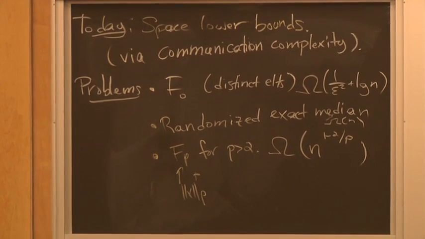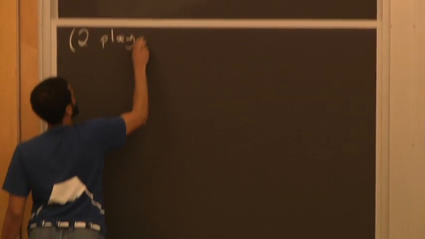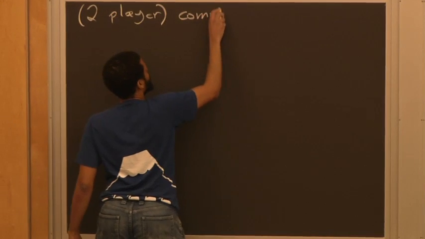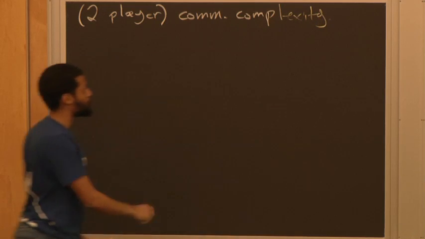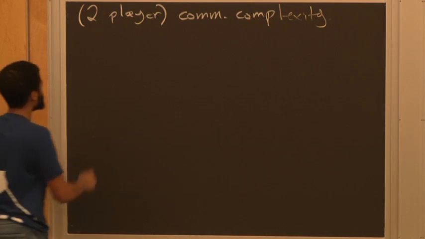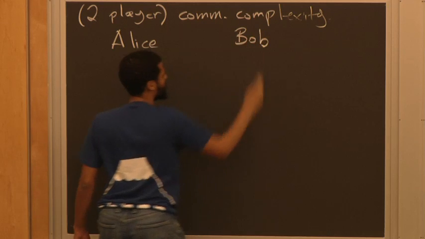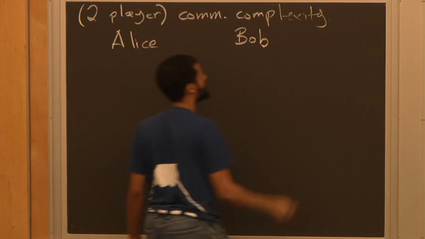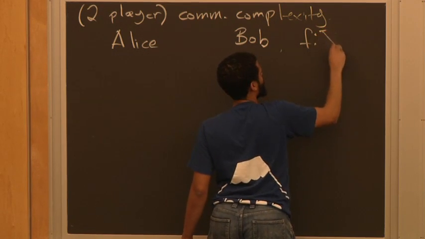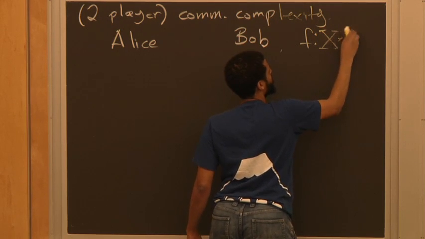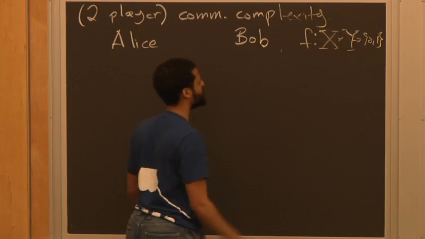So what is communication complexity? Okay. So first let's look at 2-player communication complexity. Okay. So there's some Alice and there's some Bob. There's also a function which maps X by Y into 0, 1, or true, false.